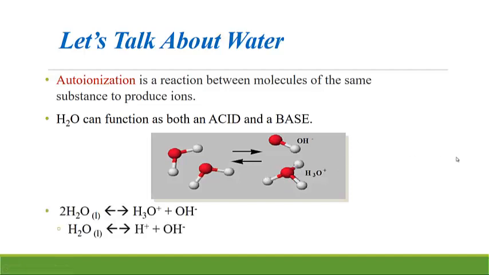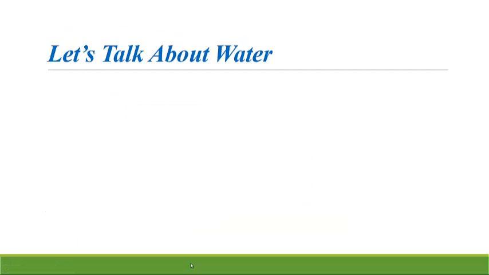If we write the equation for that, it's this top one. 2 waters going to the hydronium and the hydroxide. We can simplify that down and just look at the hydrogen ion, and we can see that water can produce both the H plus and the OH minus. So it's acting as an acid and a base.